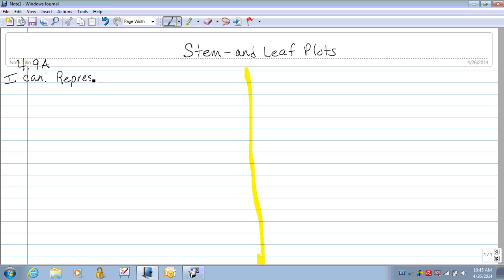represent data by creating a stem and leaf plot marked with whole numbers.